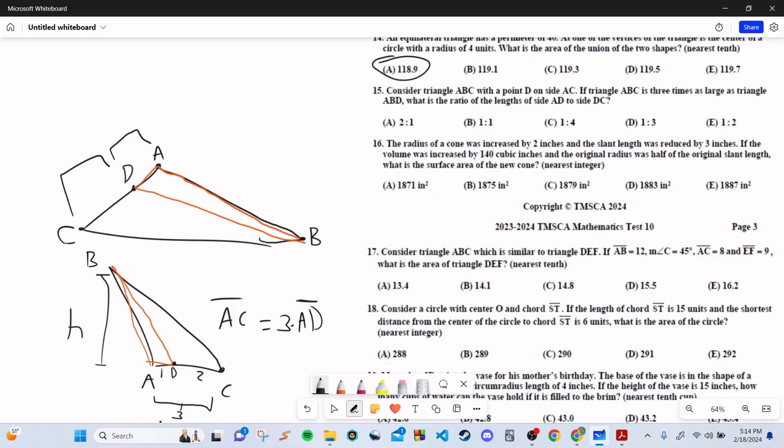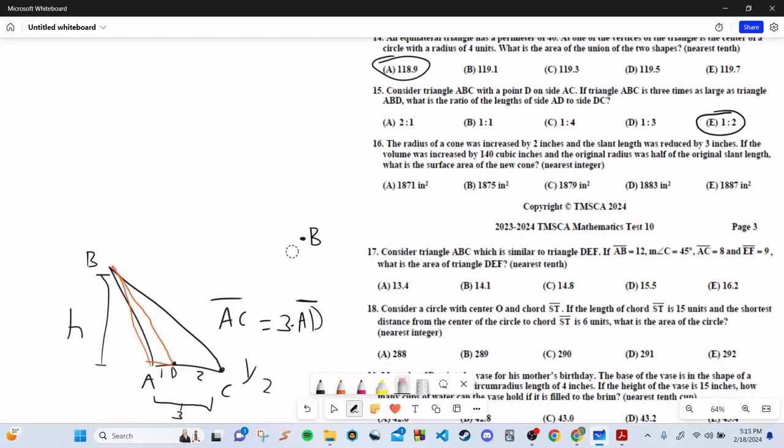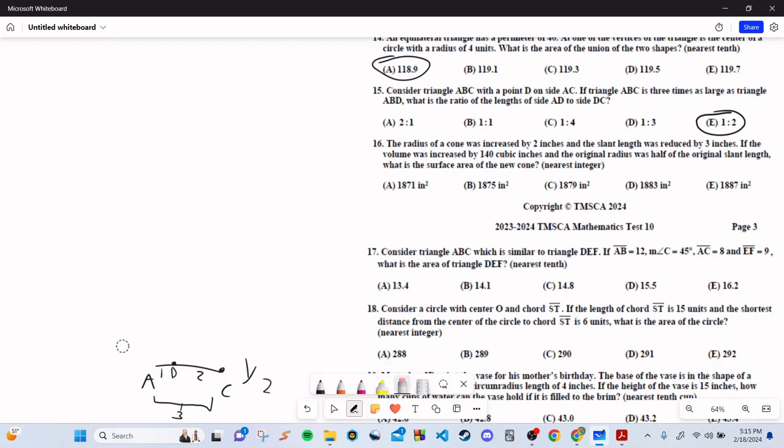Okay. And so to get the ratio, we want the ratio of side AD to DC. That's going to be 1 to 2. And so that's going to be our answer, answer choice E. Make sure you read carefully, because you might think to do 1/3, but it's asking us to compare AD to CD instead of AD to the whole length AC.